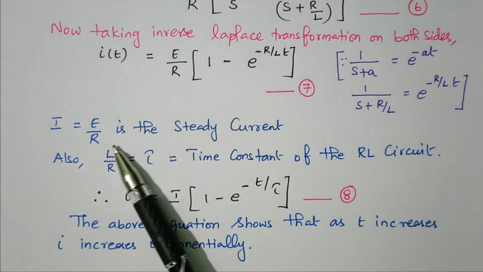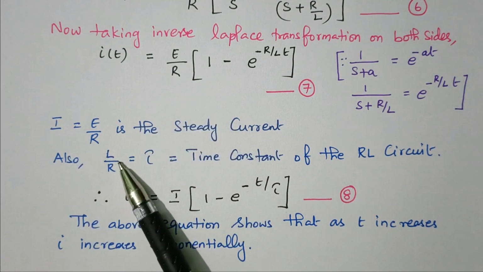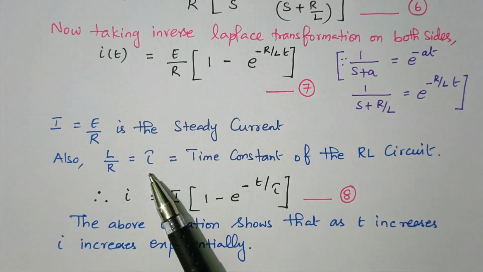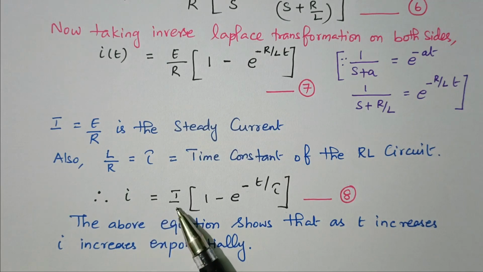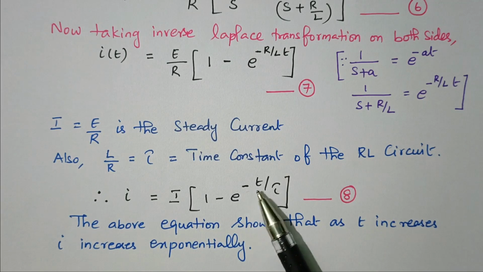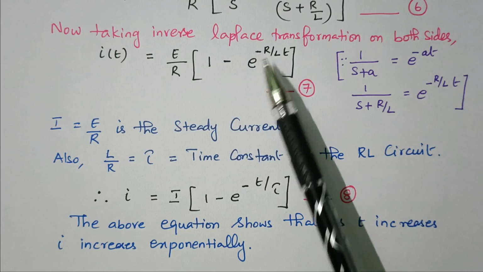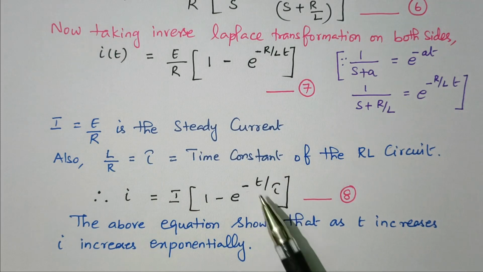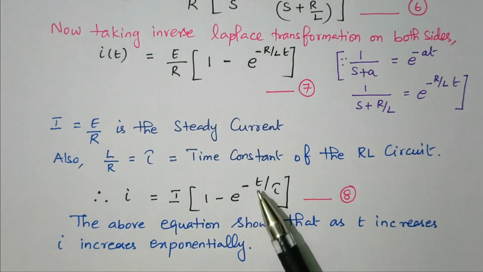I equal to E by R is called a steady current. This E by R can be written as capital I. Then L by R is the time constant of the RL circuit. L by R equals tau, that is time constant. So based on that we can write I equals capital I, steady current, of 1 minus E power minus t into 1 by tau. This minus R by L t, but L by R is tau, so R by L is 1 by tau. So minus t by tau. See equation number 8. So I equals I, steady current, of 1 minus E power minus t by tau.